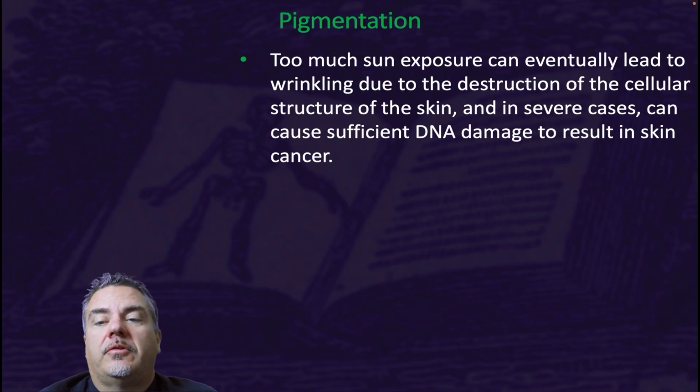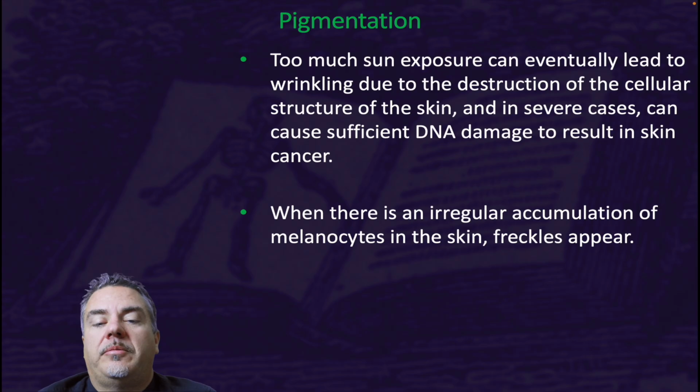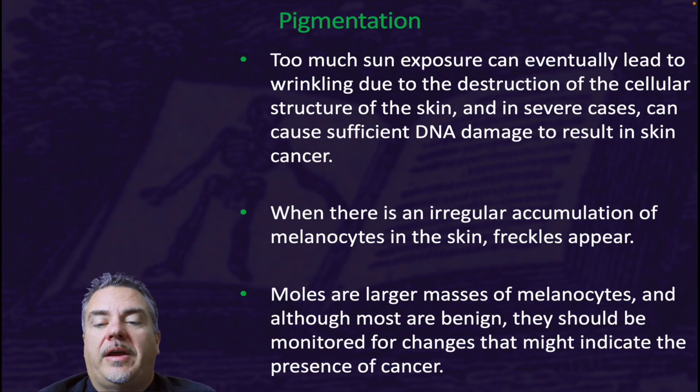Too much sun exposure can eventually lead to wrinkling due to the destruction of the cellular structures of the skin, and in severe cases can cause sufficient DNA damage to result in skin cancer. When there is a regular accumulation of melanocytes in the skin, freckles appear. Moles are larger masses of melanocytes, and although most are benign, they should be monitored for changes that might indicate the presence of cancer.